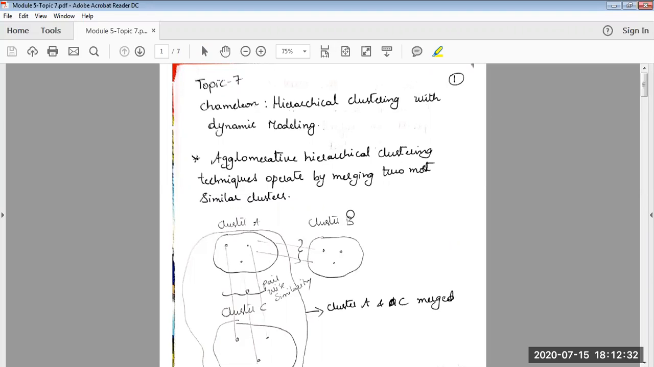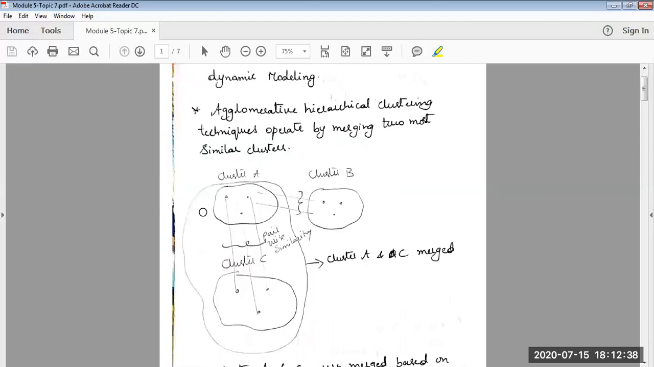So the agglomerative hierarchical clustering technique was merging similar clusters. For example, as you can see, three clusters are there in this example: cluster A, B, and C. The question here is, which are the clusters that should be merged? Is it A, B? Is it B, C? Is it A, C? So which clusters should be merged? And the answer to this question was explored in the previous discussions.